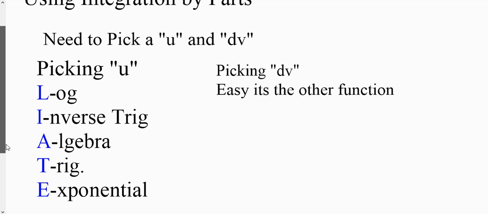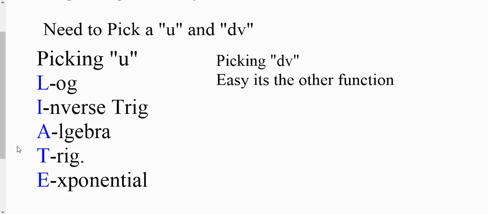We're going to create a hierarchy of different functions that are easy to integrate. The ones on the bottom are easy to integrate: exponential, trig, algebra, inverse trig, and then logs. Logs are the hardest to integrate, and we just don't like doing it. Actually, we don't do very much of it, and that's why we keep them on the top. So U is going to be either a log, an inverse trig, an algebraic expression or power function, trig, or exponential. And so I say it is LIATE. Little integrals always taste excellent, and that's going to help us pick our U.